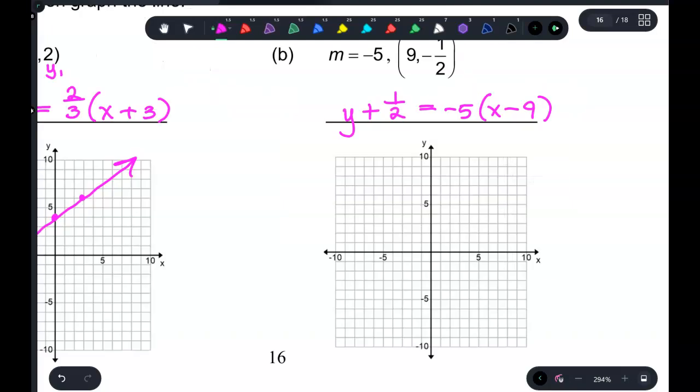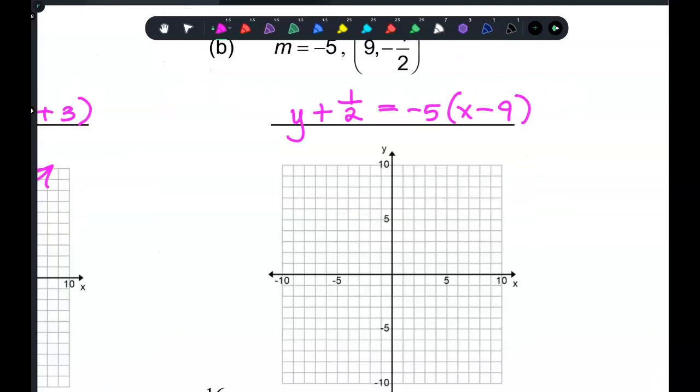So I'm going to go to positive 9, and then halfway between 0 and negative 1, right here. Okay. Now, what is my slope? It's negative 5. So I am going to go down 5. So here's negative 1/2, go negative 1/2, negative 2.5, go all the half spaces, and then to the right 1. So it's going to go 1, 2, 3, 4, 5 over 1. So you should end up with a point at 10 and negative 5.5.